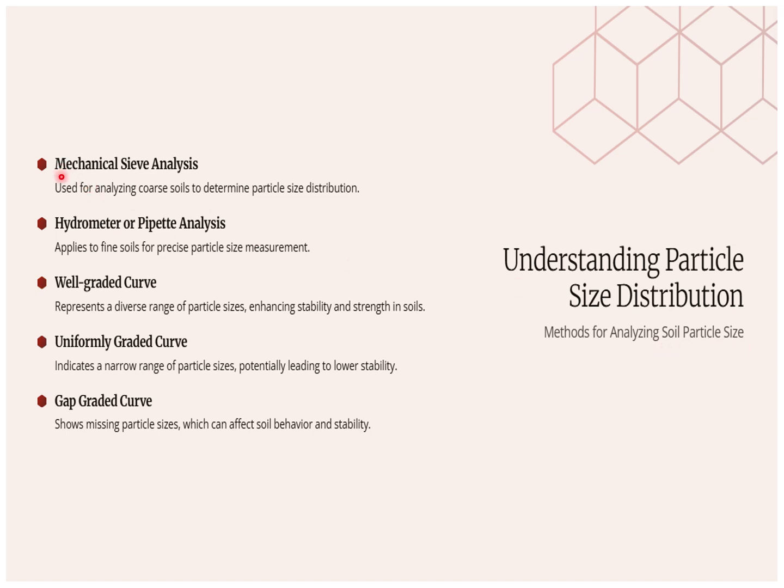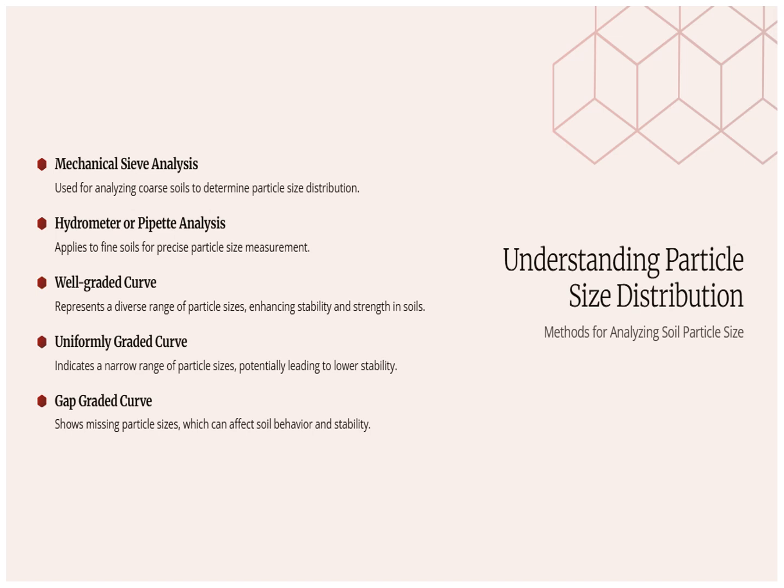So soil particles are usually distributed into two types, that is coarse grain and fine grain. For coarse grain, the mechanical sieve analysis method is performed for analyzing the coarse soil to determine particle size distribution. And for fine grain soils, hydrometer or pipette method analysis is done. So next we are going to see the types of curves.